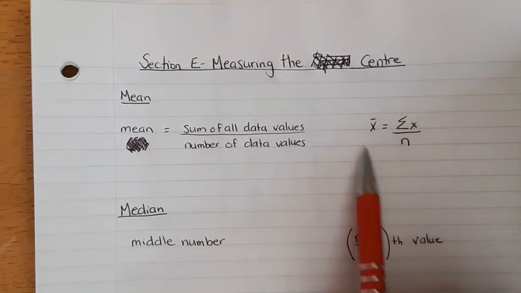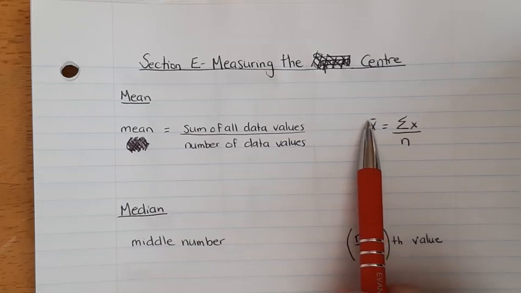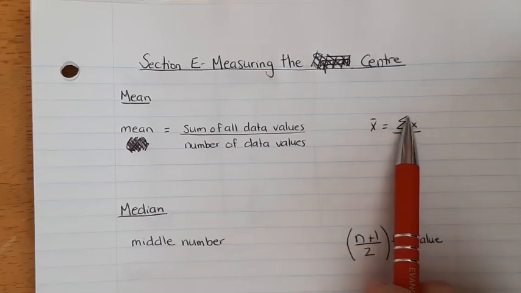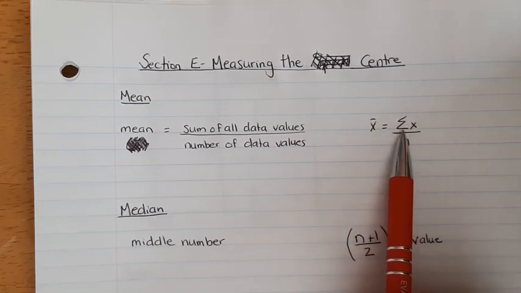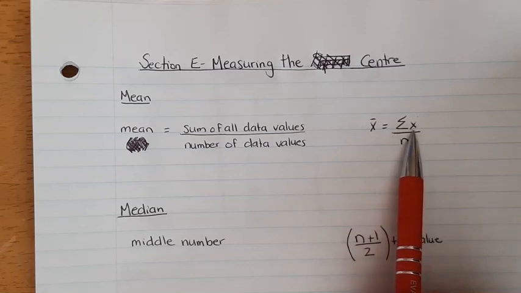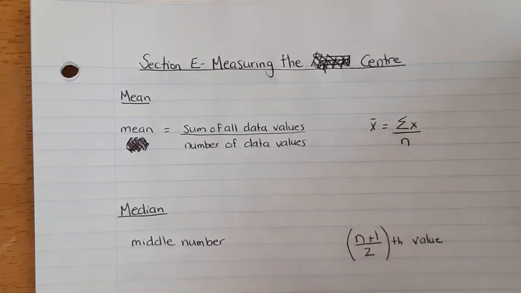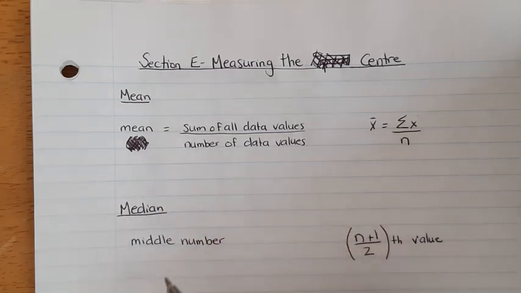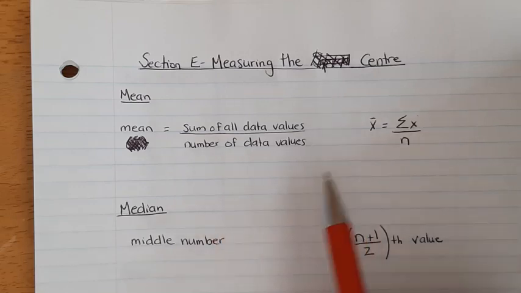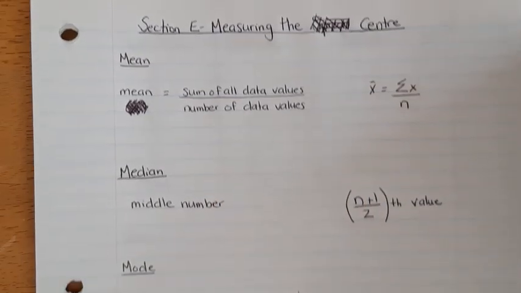The more mathy way of writing it, mean is represented as x with a bar over top of it. This is the Greek letter sigma, which stands for sum of, and then all of the x's represent all of the different data values, divided by n, which stands for the number of data points in the set. So that's mean. Pretty standard calculation. Add it, divide by the number you have.